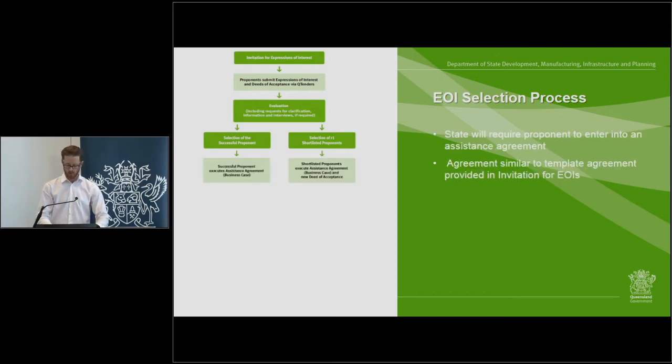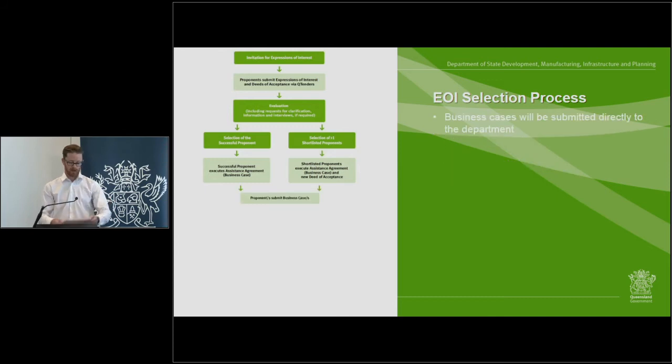Whether there is one proponent or multiple proponents selected, the state will require those proponents to enter into an assistance agreement. The invitation document attaches at the back a draft of that, which includes a lot of the terms in what the agreement will hold, so you can anticipate the terms of any possible offer that you receive at that point in time. After the EOI process closes, there will be no further dealings with the Qtenders website. The successful shortlisted proponents will deal directly with the department, including the submission of their business case. We'll provide more details about those contacts closer to the time.